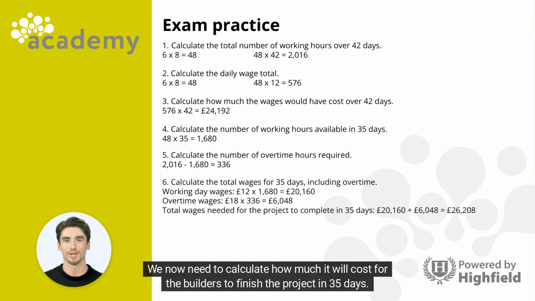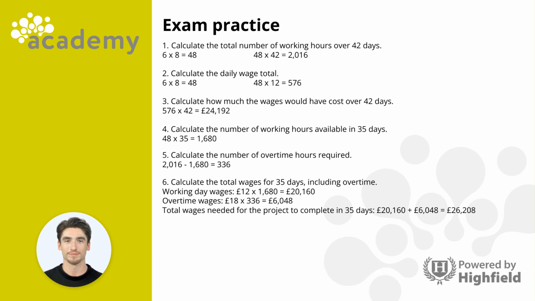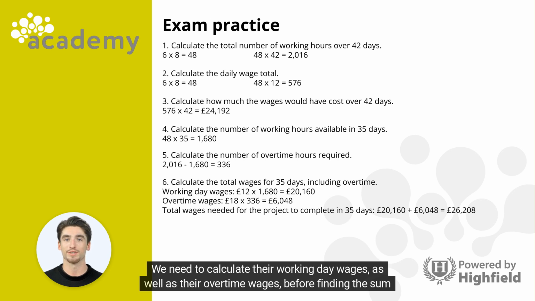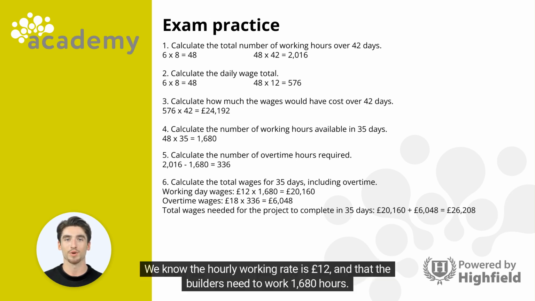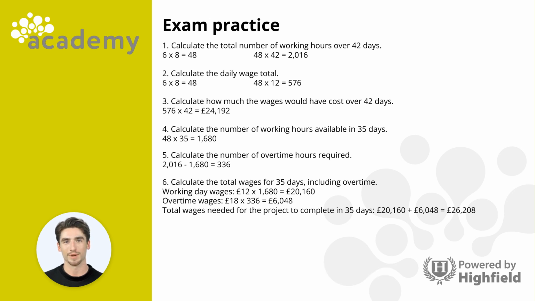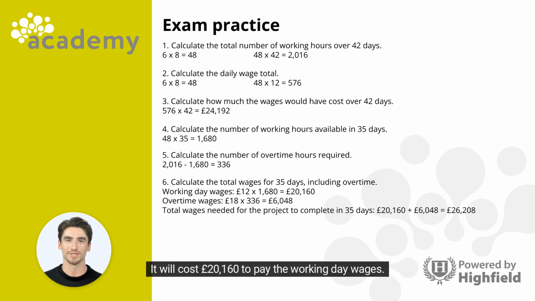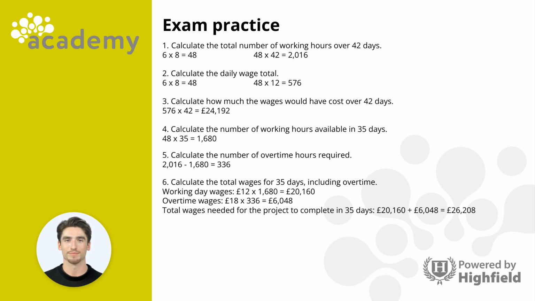We now need to calculate how much it will cost for the builders to finish the project in 35 days. We need to calculate their working day wages, as well as their overtime wages, before finding the sum of these. We know the hourly working rate is £12 and that the builders need to work 1,680 hours. 12 multiplied by 1,680 equals £20,160. It will cost £20,160 to pay the working day wages.